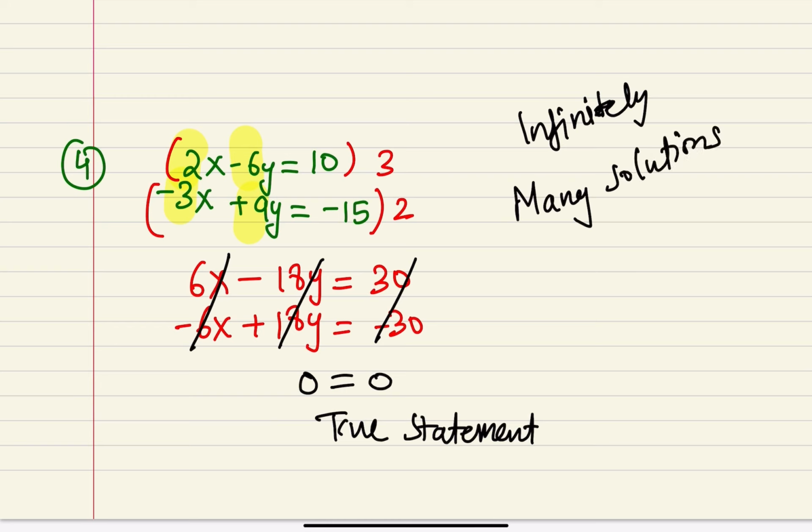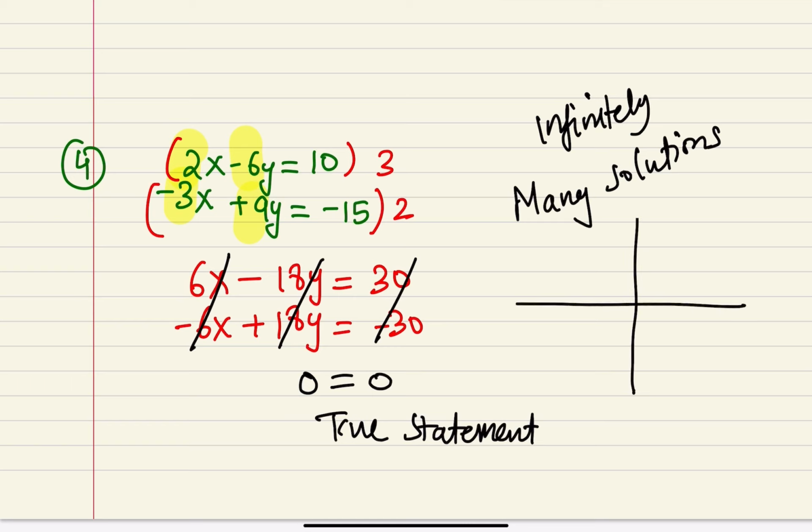What does that mean? That means we can choose any x and any y, and that would make this not any x and any y. Actually, if we go ahead and graph these, they're going to be lines that will be overlapping. So all the points on those lines will be the solutions.